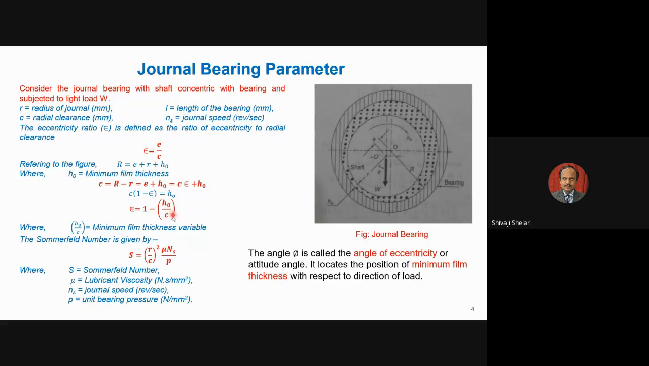This is a very critical value. Now, as per the exact solution, this is a solution for, say, an infinite length bearing. So S is equal to (R by C) square into mu ns upon P, where S is your Sommerfeld number, which is a dimensionless number. R by C is again a dimensionless number. Mu ns by P, as I have already told, is a characteristic number called the bearing characteristic number.